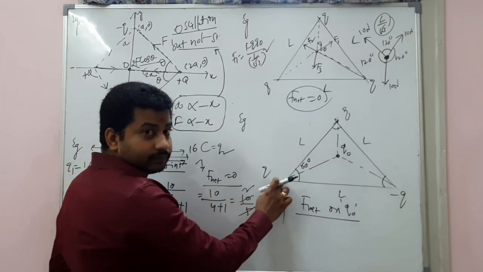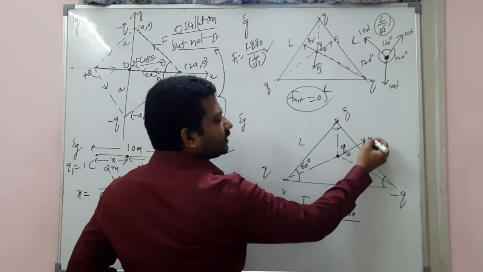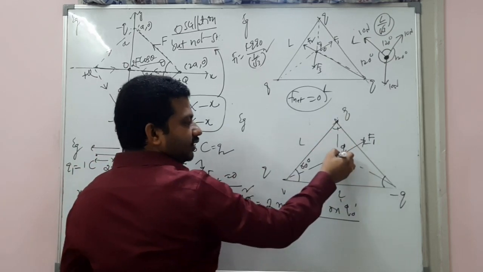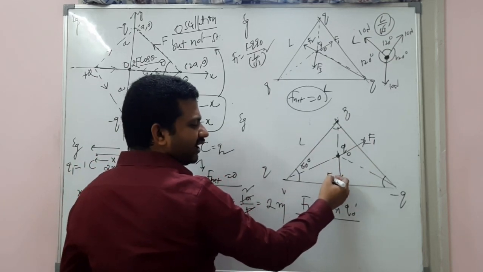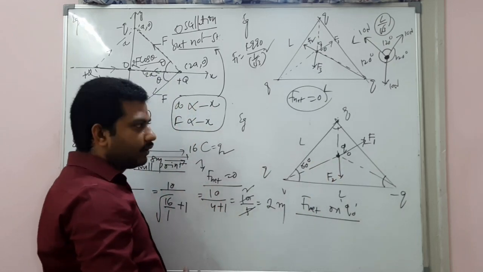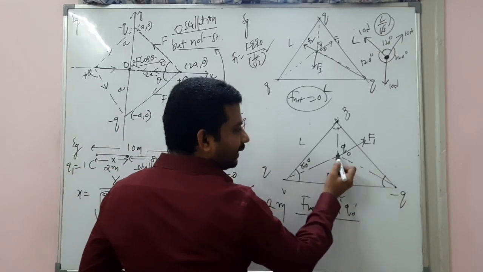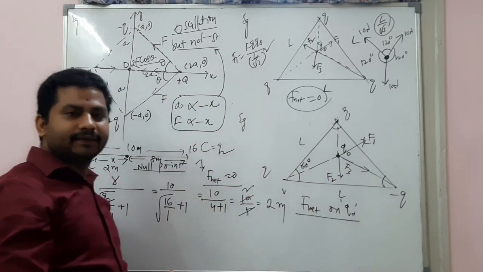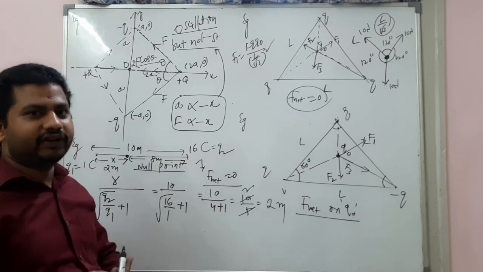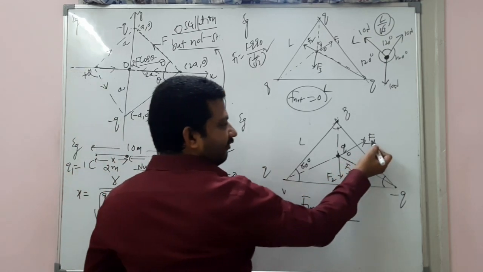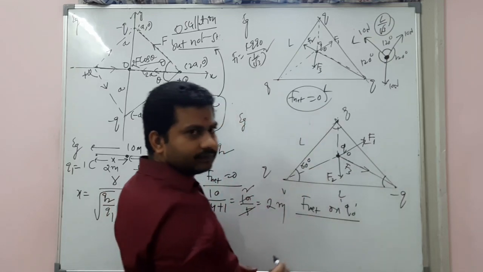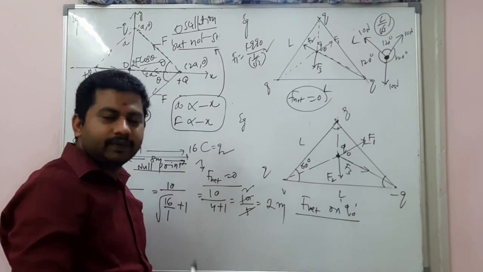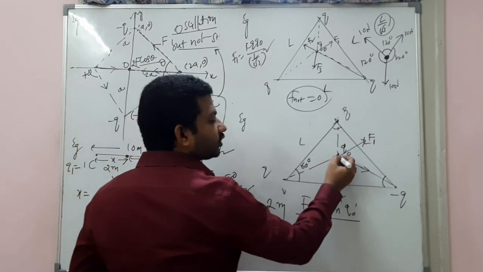This charge will apply a repulsion force F1, right? This charge will apply a repulsion force F2. Observe. This charge will apply an attraction force F3, my dear children. You got the point? Everybody. F1, F2 and F3. Right? What is the net force? Net force on what? Net force on this.